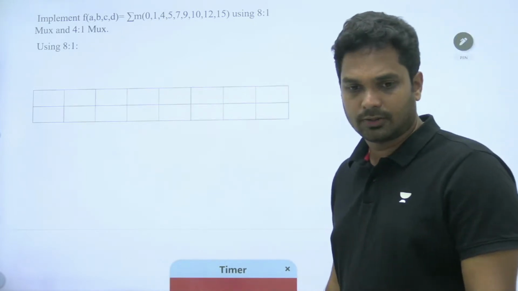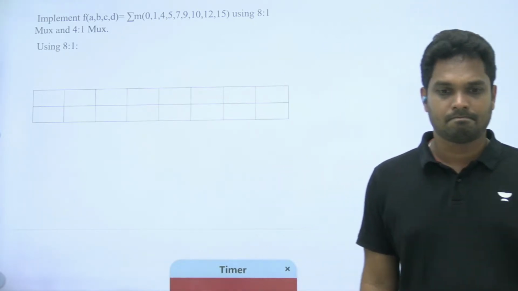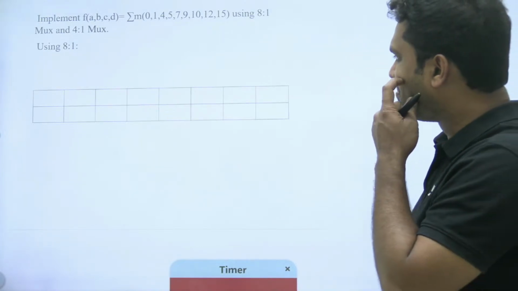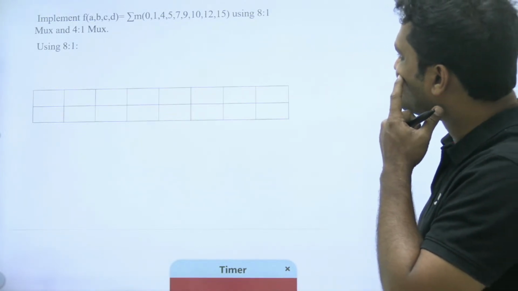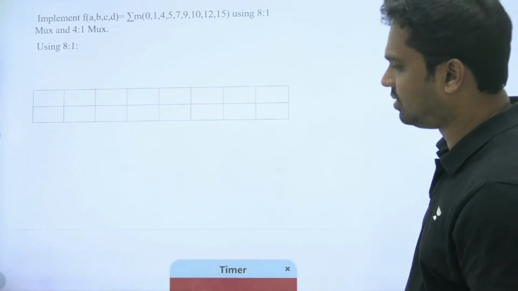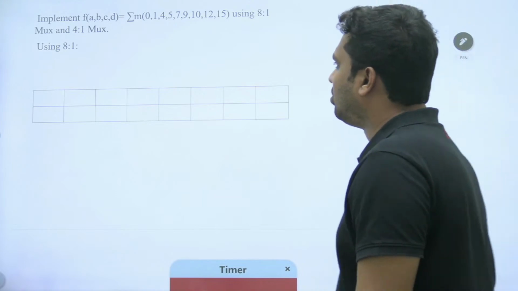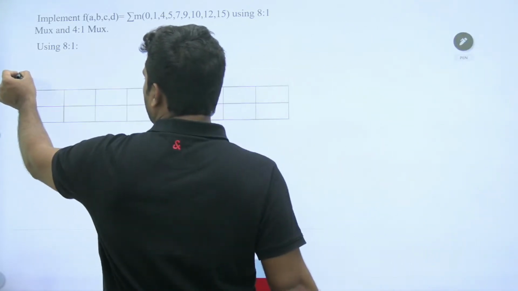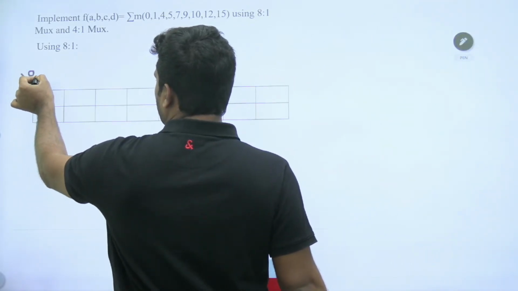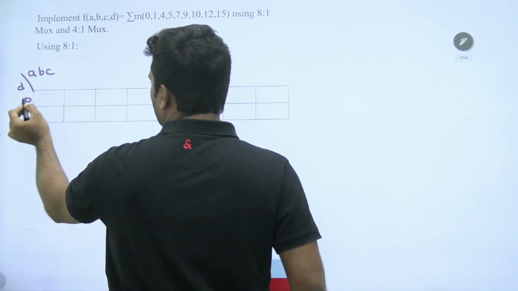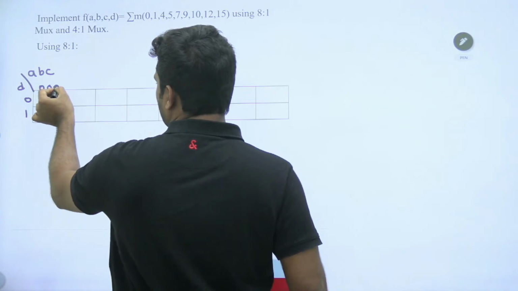Next question. I need to implement a 4 variable function using 8 by 1 and also 4 by 1. 4 by 1 I have explained yesterday. Now how to make it using 8 by 1, let us see. Take the selection lines as A, B, C. D can be 0 or 1. So start with all zeros.